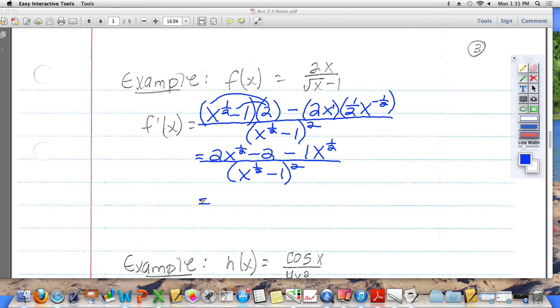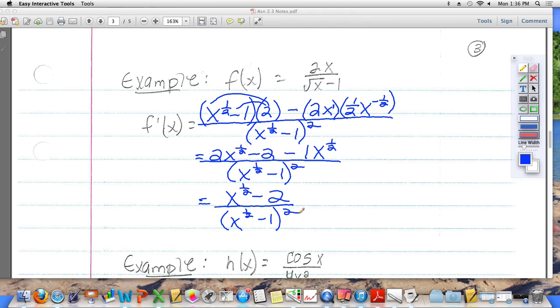I have 1/2 power, 1/2 power, so I have 2x to the 1/2 power minus 1x to the 1/2 power, which is 1x to the 1/2 power. I'm not going to put the 1 there, it's not necessary. Minus 2, all divided by x to the 1/2 power minus 1 quantity squared. That's it. I think that's all we can do. Just leave the bottom squared.